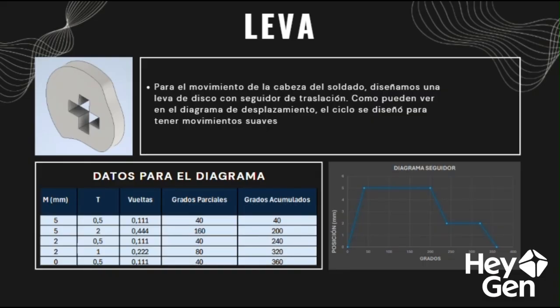Cam and follower. For the movement of the soldier's head, we designed a disc cam with a translating follower, as you can see in the displacement diagram. The cycle was designed to have smooth movements. It starts with a rise of 5 millimeters over 40 degrees, maintains an upper dwell for 160 degrees, descends again over 40 degrees, and ends with a lower dwell. This creates a slow, deliberate movement that simulates the soldier's lament.